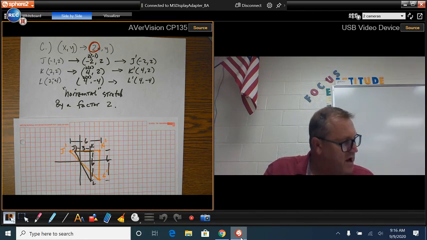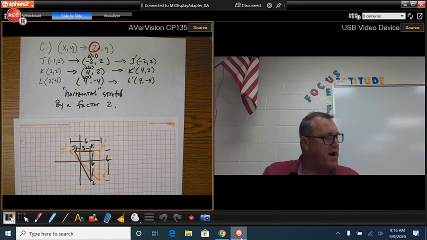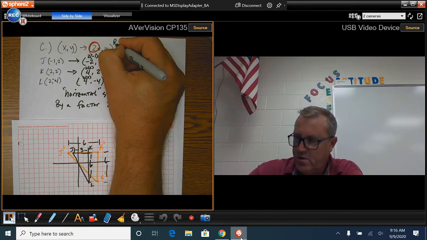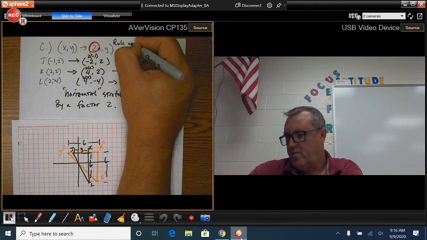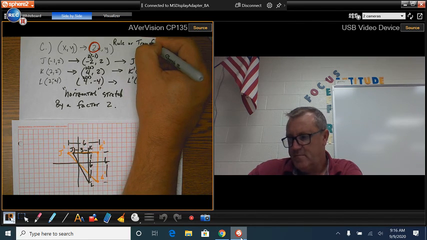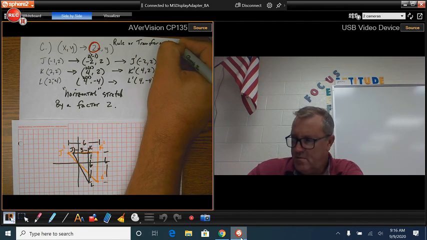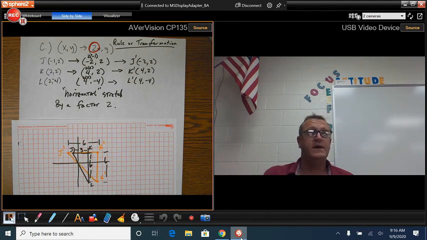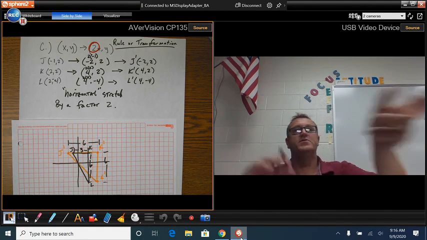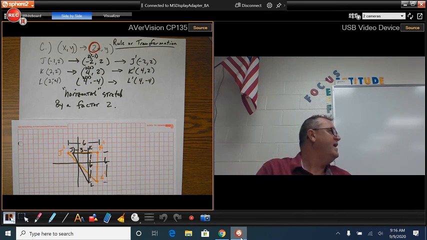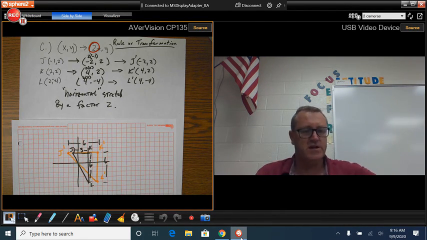Okay, so go down to example 1. It says use coordinate notation to write the rule that maps each pre-image to its image. Basically they want us to go the other way. Before, they were giving us the rule, or we were calling it the transformation. In the next example, we're going to have to find the rule. They do the transformation, and we've got to figure out how that moved. How is the rule? This is challenging, but it's good.